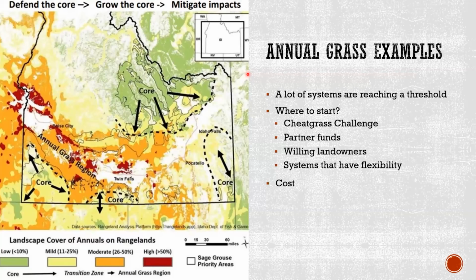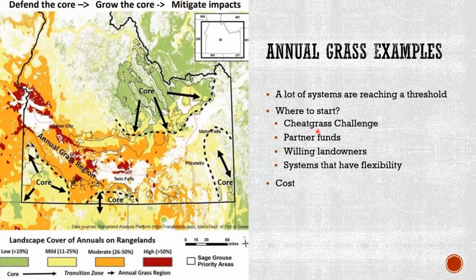You've already seen this graphic for annual grasses, transitioning into that a little bit. The cheatgrass challenge. A lot of these systems in Idaho, and across the West really, are just reaching a threshold. It leaves you oftentimes feeling a little overwhelmed, wondering where do we even start? And I think the cheatgrass challenge has done a good job of providing a framework for that.